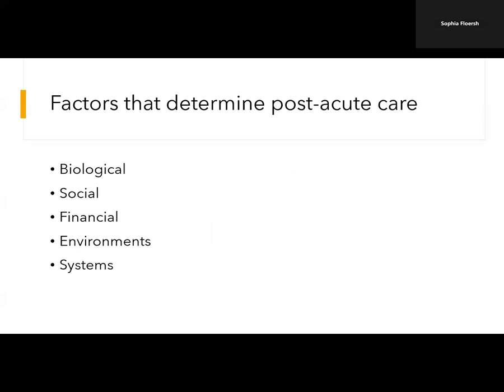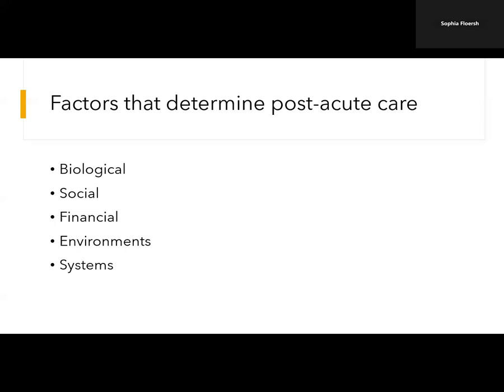So some of the factors that determine your post-acute care: Biological. What's going on with your patient? What do I need to get done for this patient? Socially, what are some of my social aspects for this patient? Financially, environment, systems. There's all kinds of different factors that can determine what this care is going to be like. If they can't afford the facility, then we have to reevaluate where we're going to place them. Is it safe for them to go home? Do they have a safe home environment?